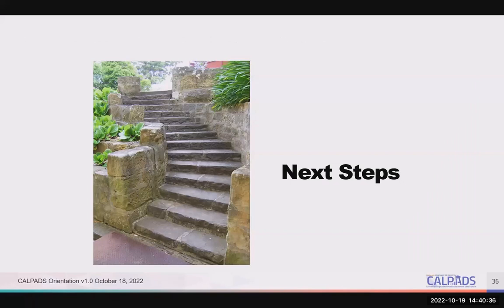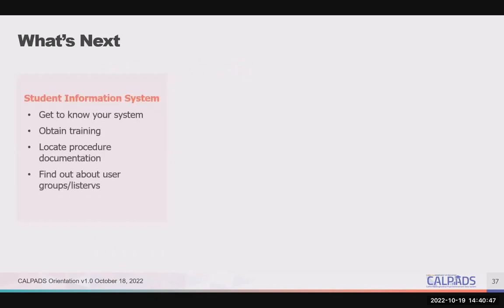And now we're going to take a look at next steps. The first thing you're going to want to do is to get to know your student information system, to really understand how the system works, where the data is stored, what reports are available, and how to use all of the tools that are available in your student information system. Contact your vendor to get documentation and find out if they have any user groups or listservs in which you can participate to get more information. And rely on other users that use the same SIS.